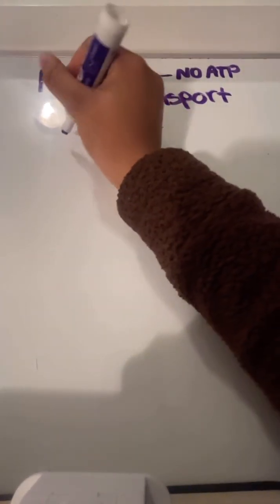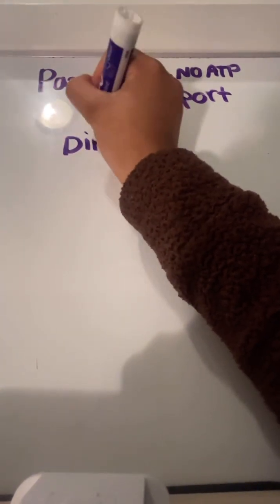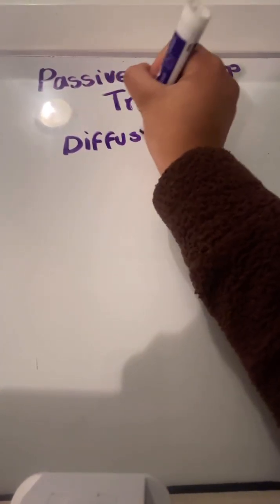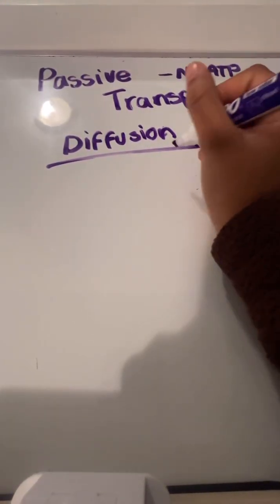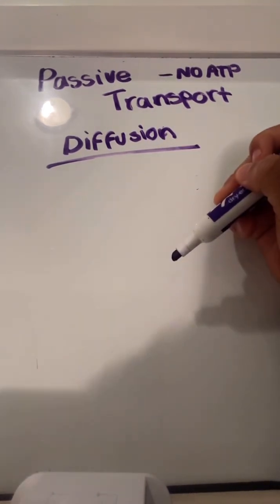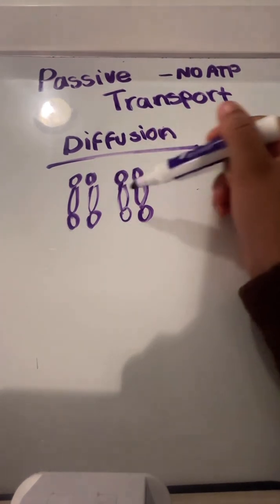There's 3 types of passive transport. The first one is just diffusion. And this happens when any molecule goes from high concentration to a low concentration. For example, we can see the lipids right here.